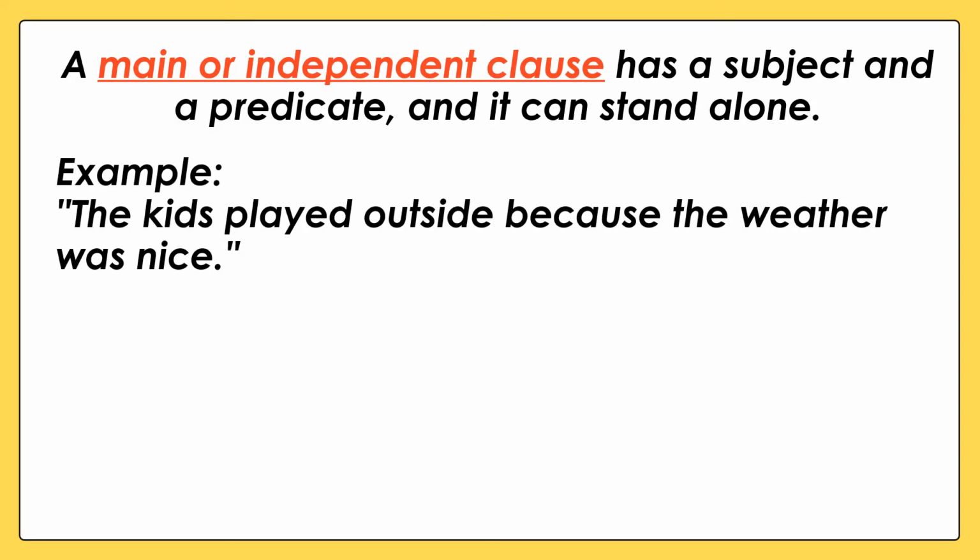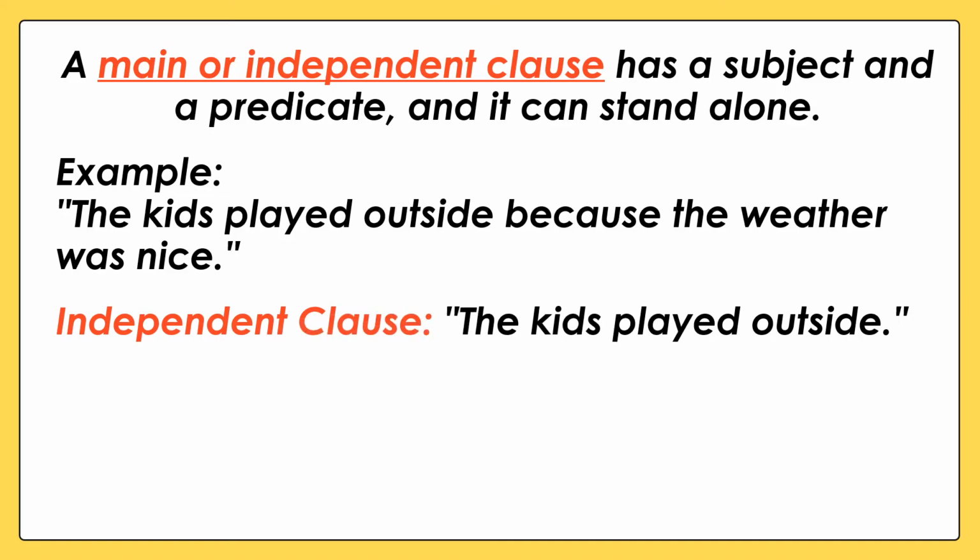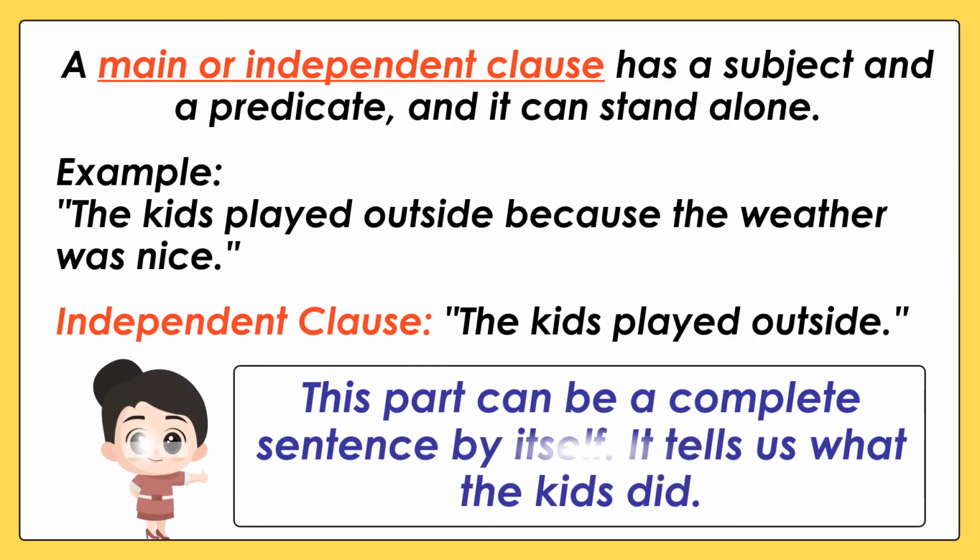Example, the kids played outside because the weather was nice. The independent clause is the kids played outside. This part can be a complete sentence by itself. It tells us what the kids did.